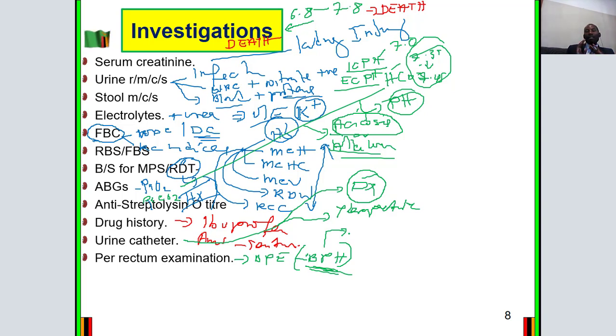Yes, so the bottom line, take-home message: per-rectum examination is helping a clinician, it's helping you actually to rule out an obstruction that can be a result of BPH, resulting into benign prostate enlargement and obstructing. Okay.